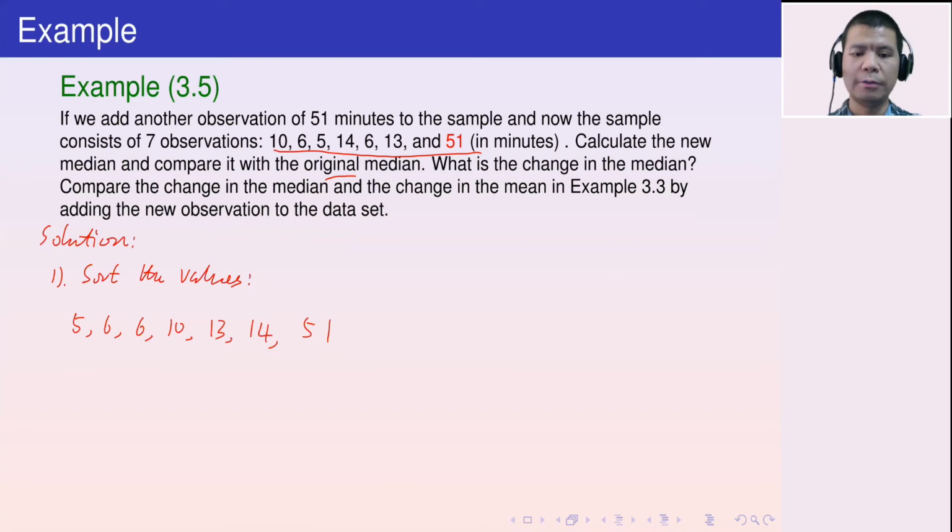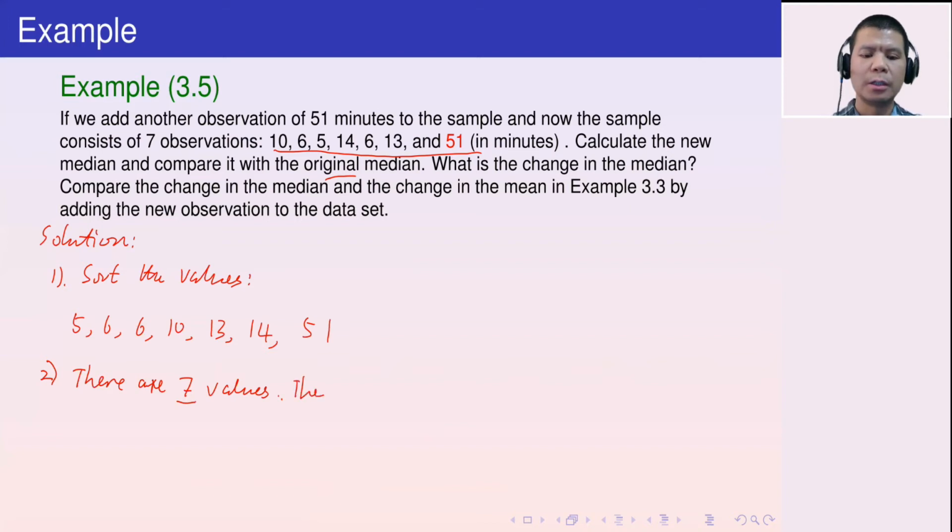1, 2, 3, 4, 5, 6, 7. This is what we have, right? Yes, that's what we have. Now step 2 is to determine how many values there are. There are 7 values in the data set, 1, 2, 3, 4, 5, 6, 7. So 7 is an odd number.